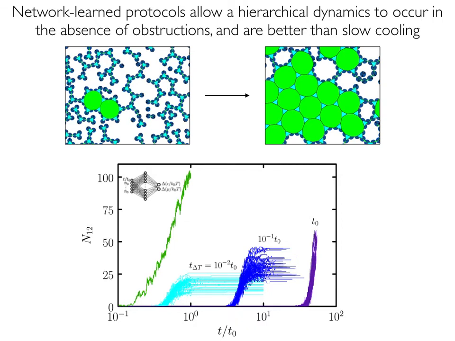The three rightmost trajectory swarms are cooling quickly, moderately slowly, and very, very slowly. And these take days or weeks of computer time. So despite the simplicity of the model, the assembly of this particular structure is non-trivial, and evolutionary learning produces protocols that are better than those we knew about previously.